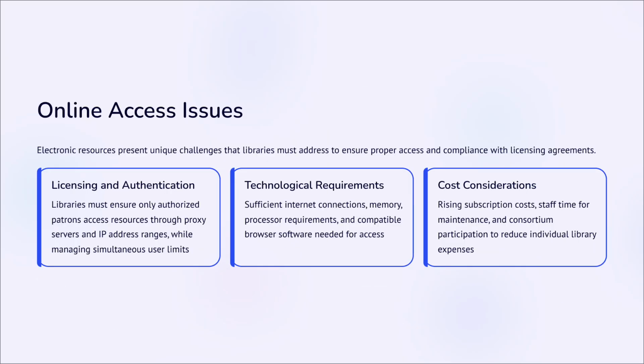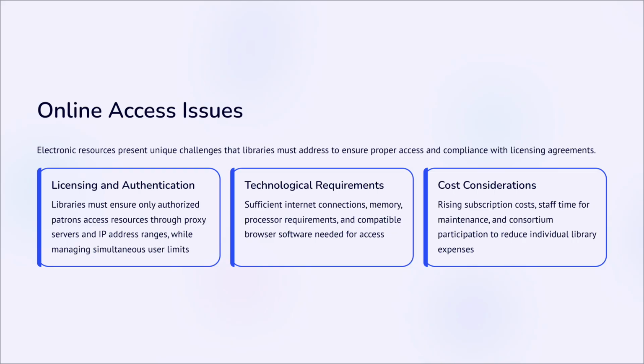Electronic collections come with unique challenges. First, licensing and authentication. Only authorized patrons can use licensed resources, so libraries implement proxy servers and IP address ranges and manage simultaneous user limits where applicable. Second, technology requirements. Patrons need sufficient internet bandwidth, adequate device memory and processing power, and a compatible browser to access platforms smoothly. Third, cost considerations.